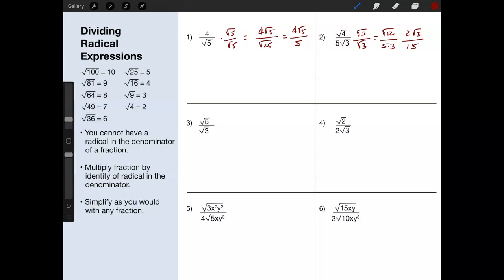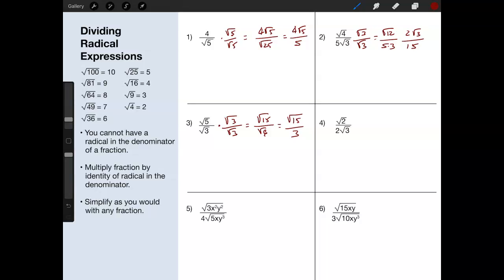For problem number 3, we have the square root of 5 over square root of 3. We follow the same procedure, multiply by the square root of 3 over the square root of 3. And now we have the square root of 15 over the square root of 9. And the square root of 9 is 3, so we have square root of 15 over 3.